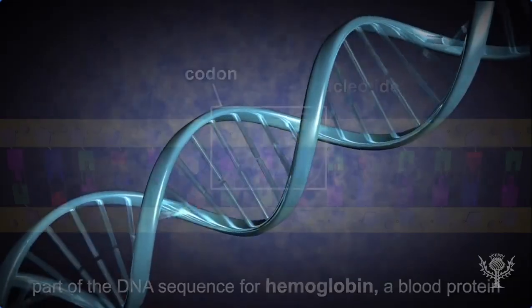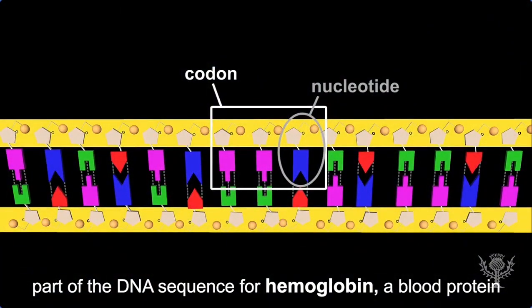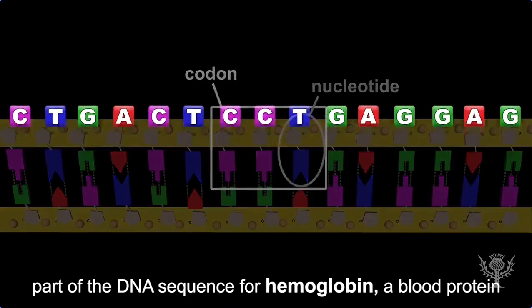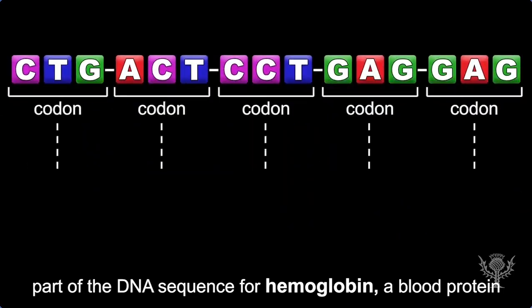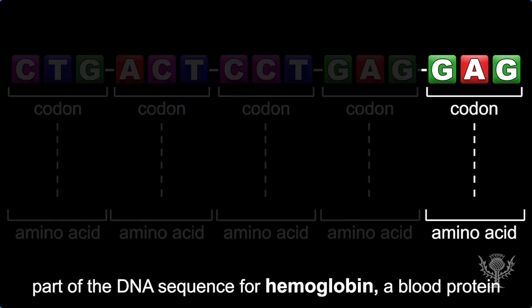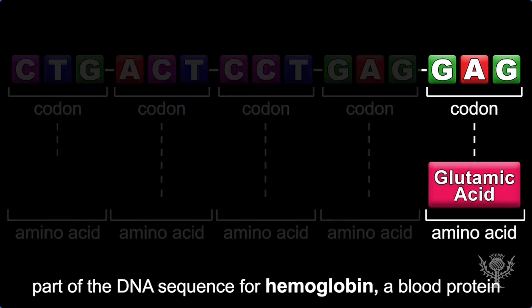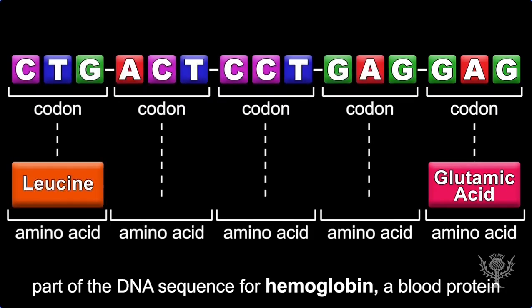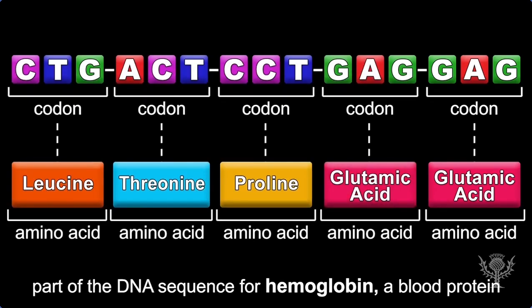For example, here's part of the DNA sequence for hemoglobin, a blood protein that carries oxygen to the tissues. Each DNA codon codes for a specific amino acid. For example, the codon GAG codes for the amino acid glutamic acid. The amino acids, in turn, are the building blocks for the hemoglobin protein.